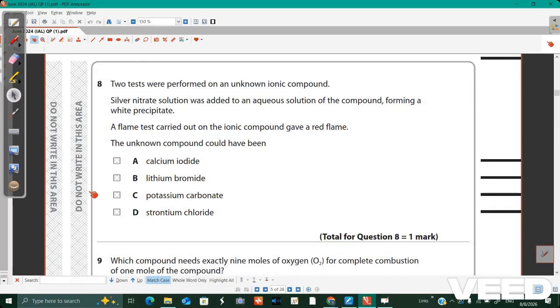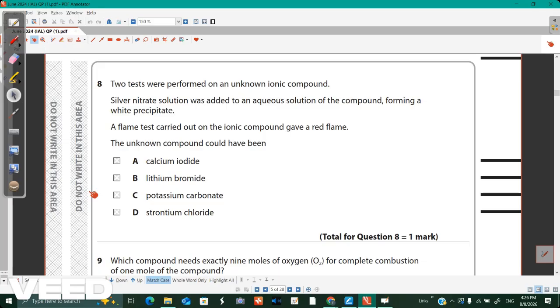Two tests were performed on an unknown ionic compound. Silver nitrate solution was added to an aqueous solution of the compound, forming a white precipitate. So it could be chloride ions. A flame test carried out on the ionic compound gave a red flame.